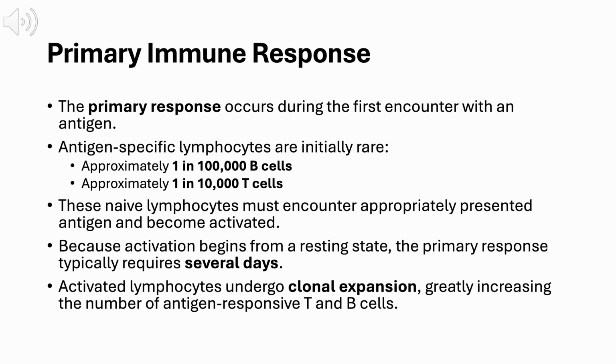But once activation occurs, the payoff begins. Activated lymphocytes undergo clonal expansion, dramatically multiplying the number of antigen-responsive T and B cells. That expansion converts a rare specificity into a substantial population, and as we'll see next, some of those expanded cells are set aside as memory.